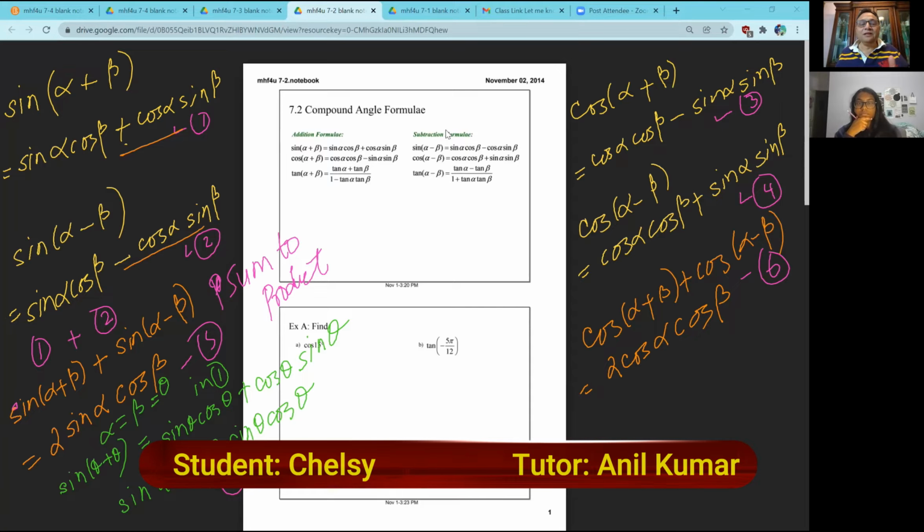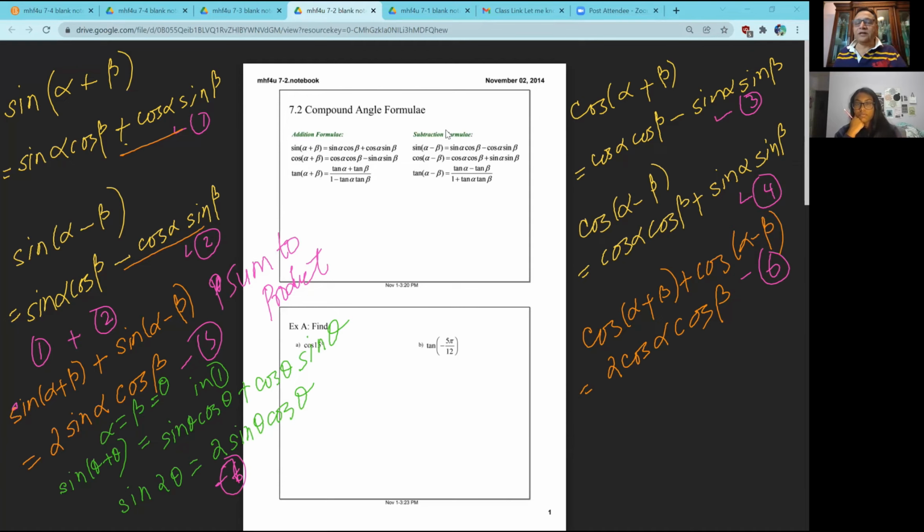Do you understand? Yeah. So from compound angle, we got the sum to product formula, and from there we got the double angle formula. And if I replace 2 theta with A, then I get the half angle formula also from there, which I'll not get into today. So we'll keep it up to this stage.